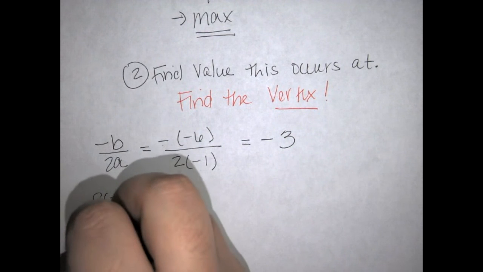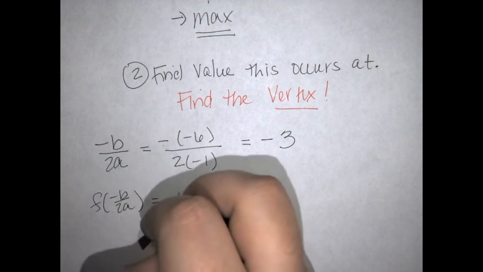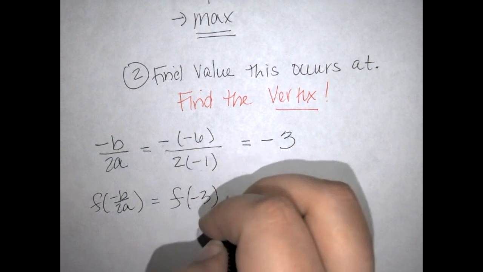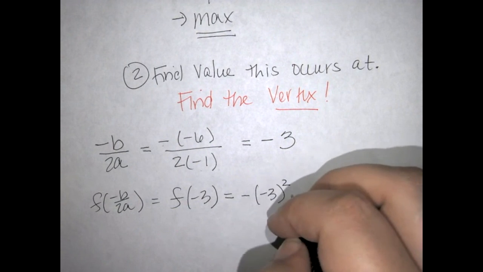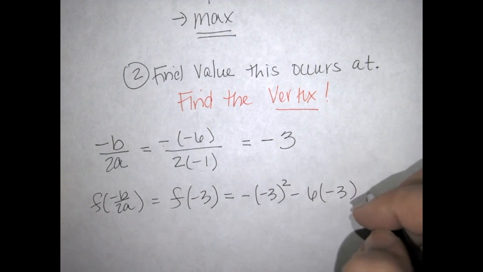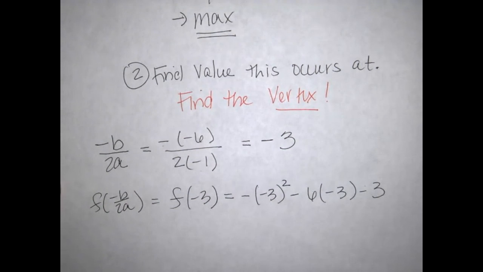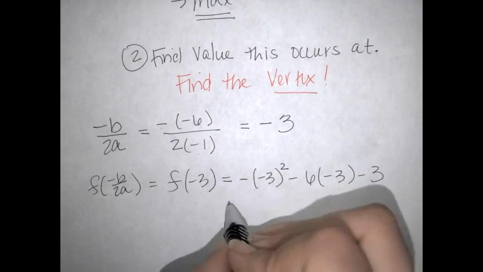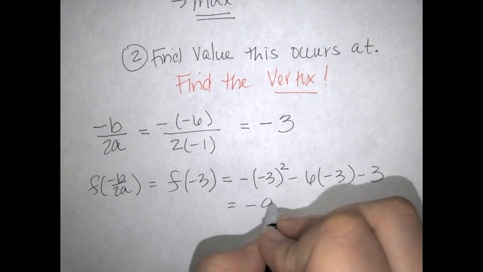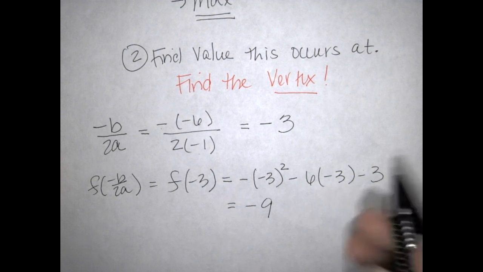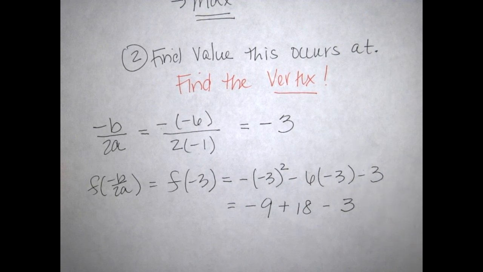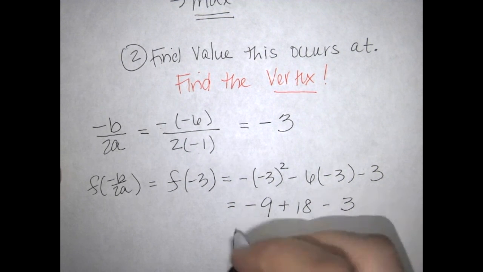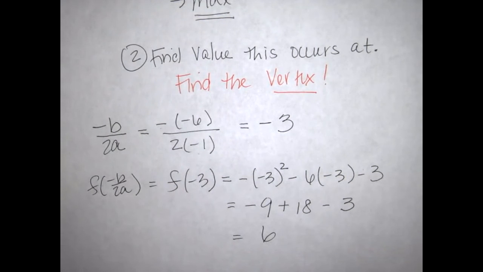And then we need to find the function at negative b over 2a, which is the same as the function at negative 3. So here we have negative of my negative 3 squared minus 6 times negative 3 minus 3. Negative 3 squared is 9. Apply the negative, makes this a negative 9. Negative 6 and negative 3 is a positive 18 minus 3. So here we've got 18 minus 9, which is 9, minus 3 gives you 6.